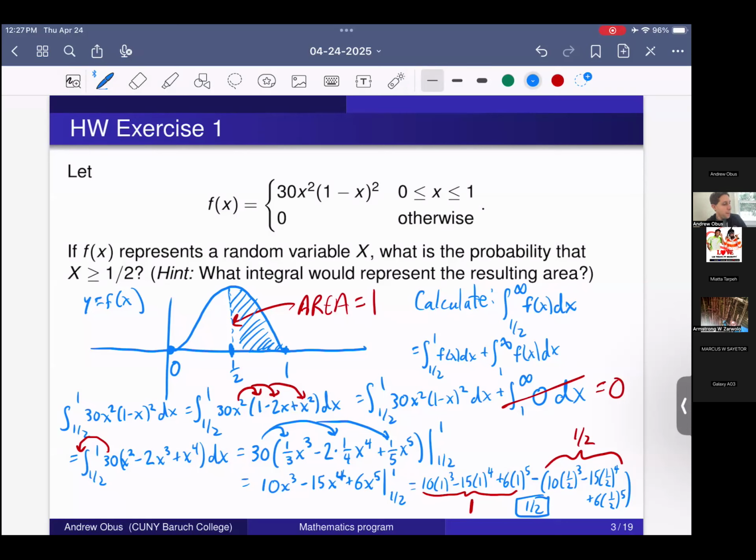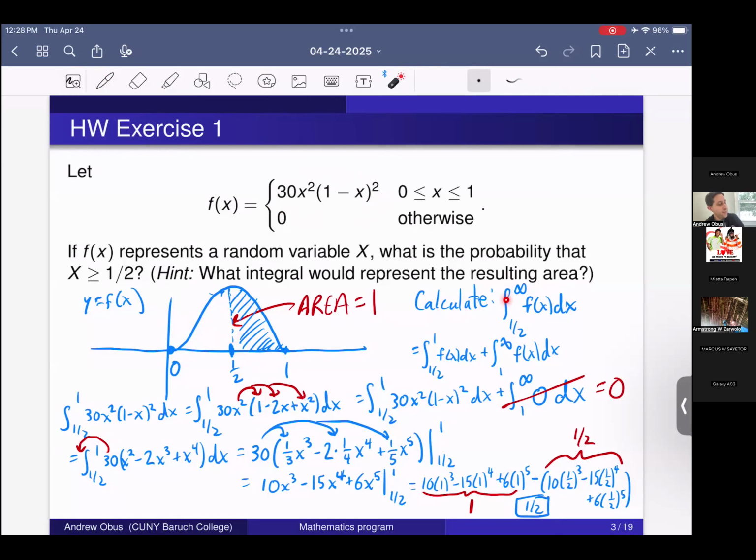So it turns out that the probability that this random variable is at least 1/2 is exactly 1/2. What we get is that half of the area of this curve lies to the right of 1/2, and half of the area under the curve lies to the left of 1/2. Okay? And the way we figured that out is just by using the formula and taking the integral.